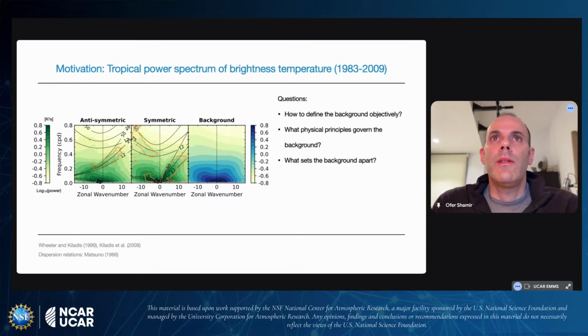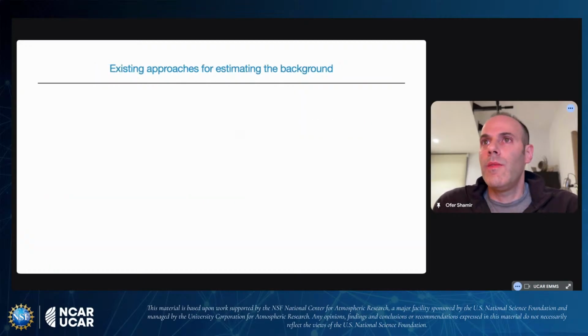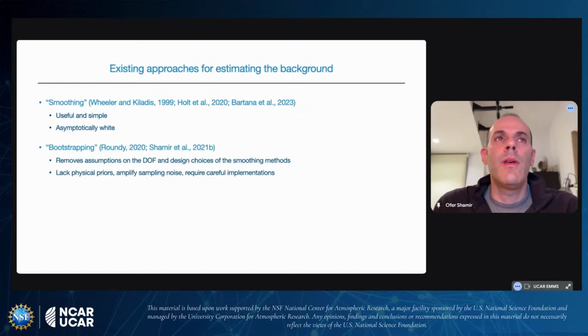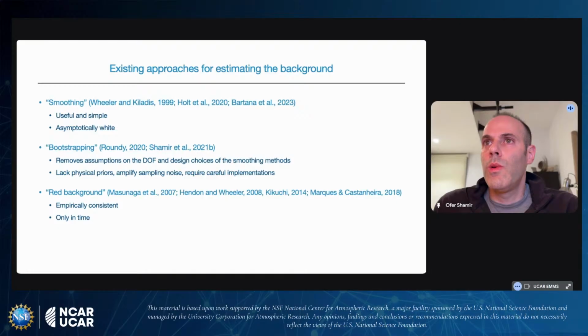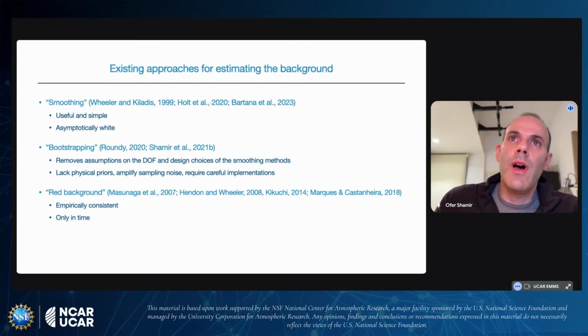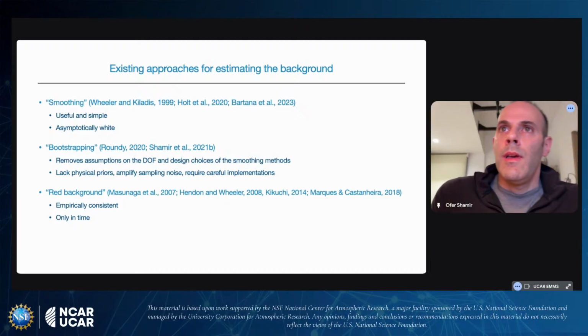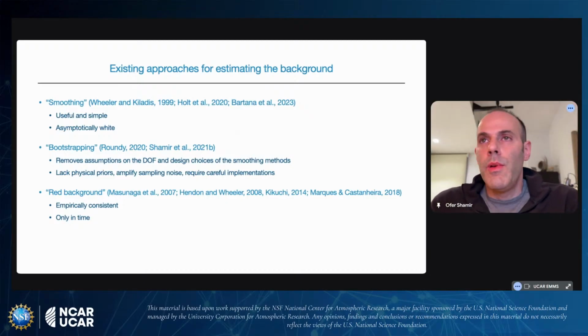So before I present our approach, let me present some of the other existing approaches. By far, the most prevalent approach is the smoothing approach I've just detailed. There are also bootstrapping approaches and red background approaches, where, based on the observation that the power is broad sense red, some authors have assumed a priori that the background follows a red noise process, which is empirically consistent, but it was done only in time.